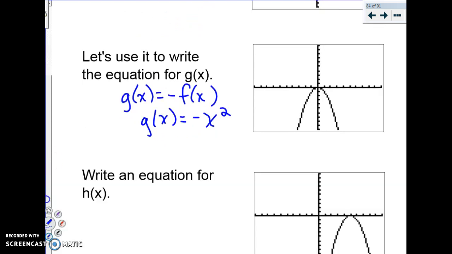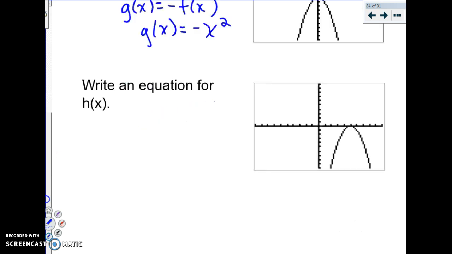All right, so then we're going to combine a couple skills here, because it looks like not only has it been flipped down, but it's also been shifted over. So 1, 2, 3, 4, 5. Looks like it's been shifted over 5. And it's a horizontal shift, so I would have started with x minus 5 squared, and then the negative goes outside because it's been flipped, right? So this minus will shift it to the right, and the negative flips it down.